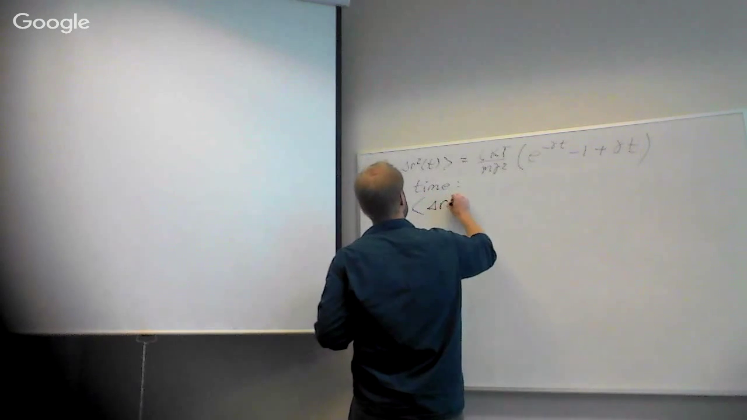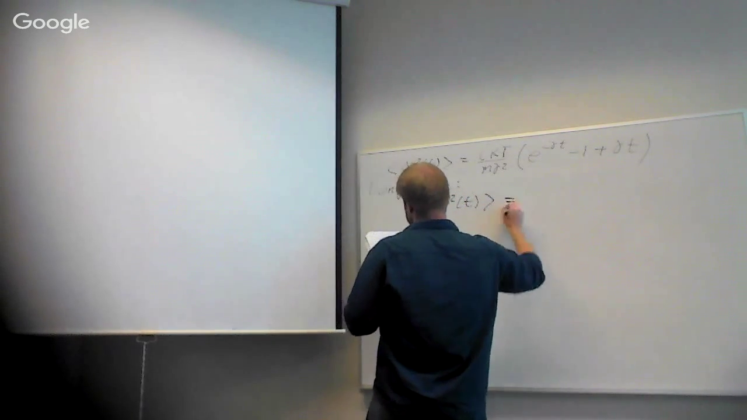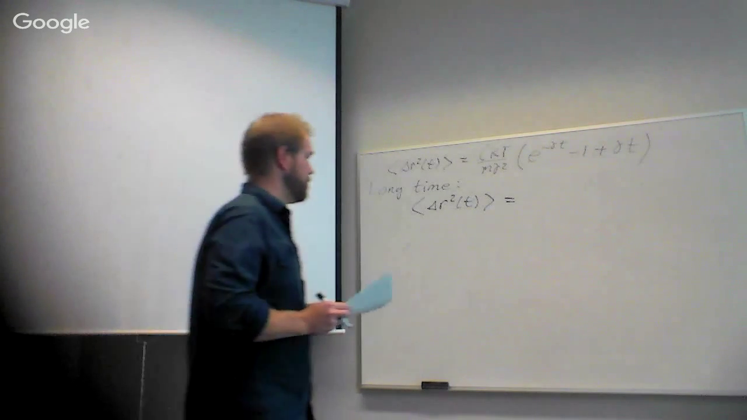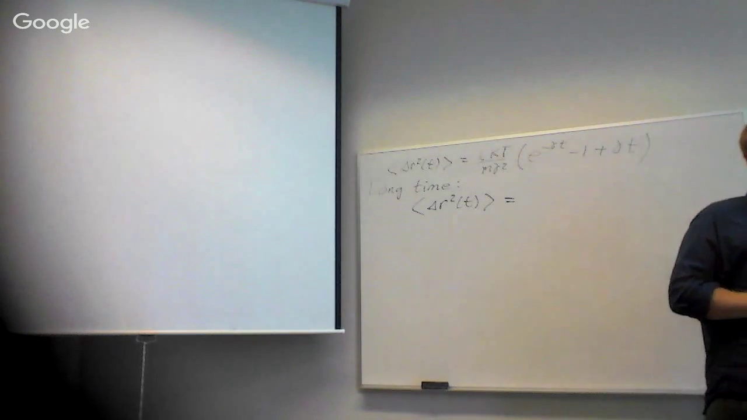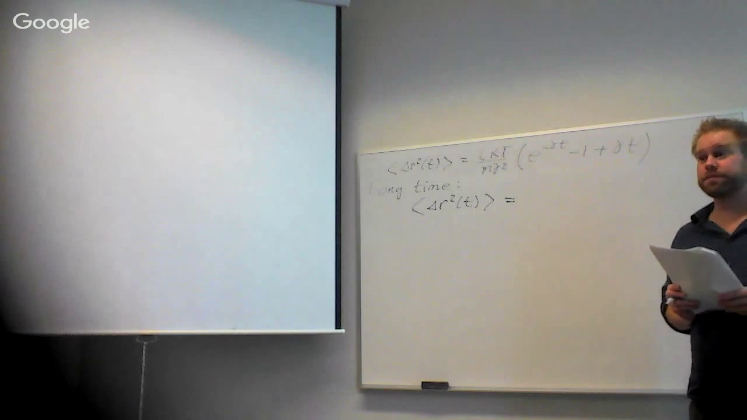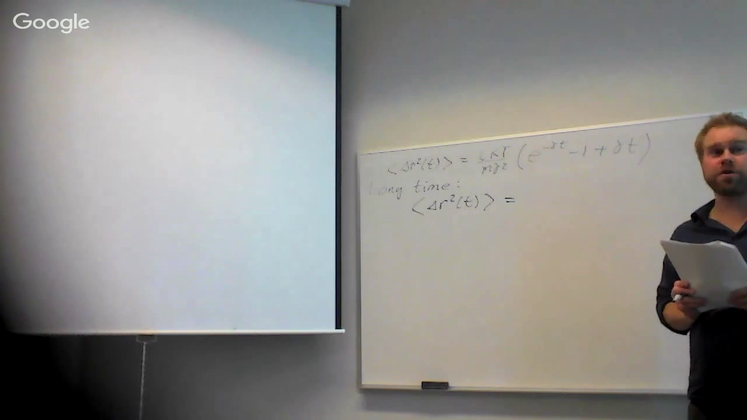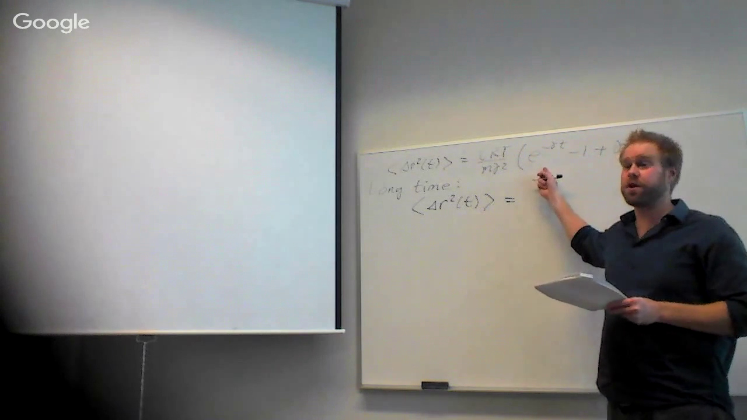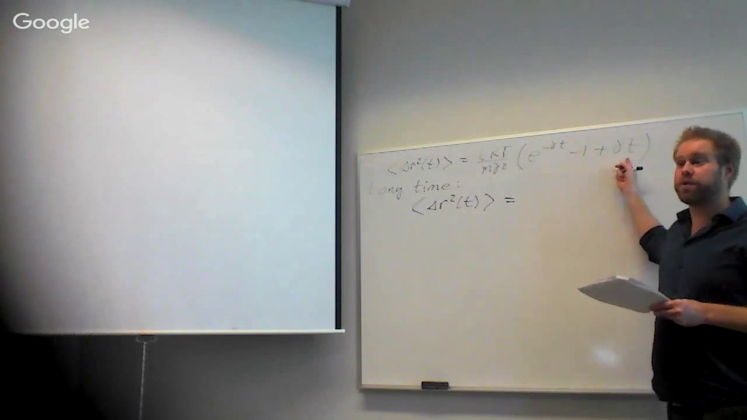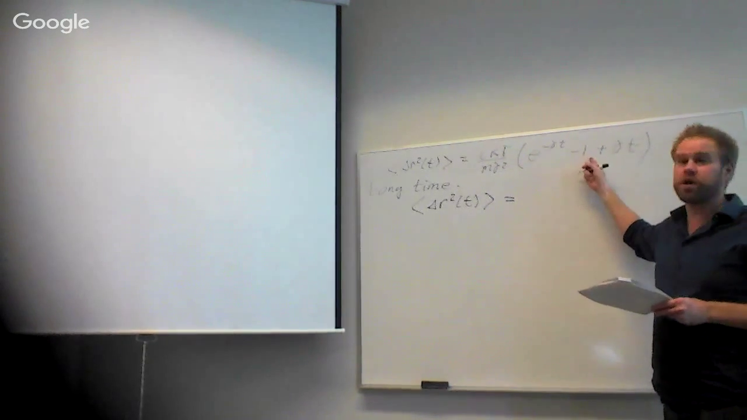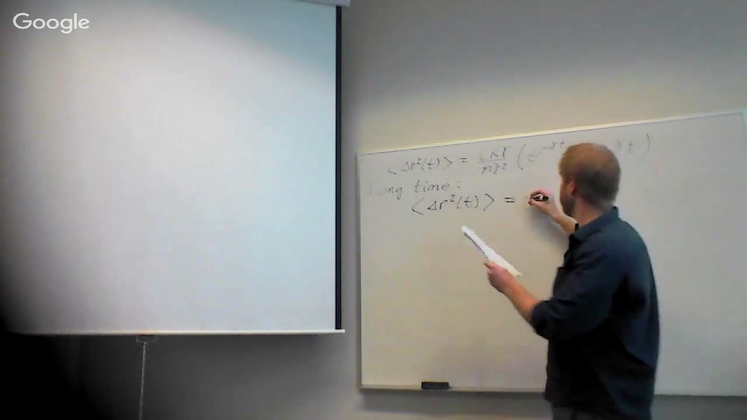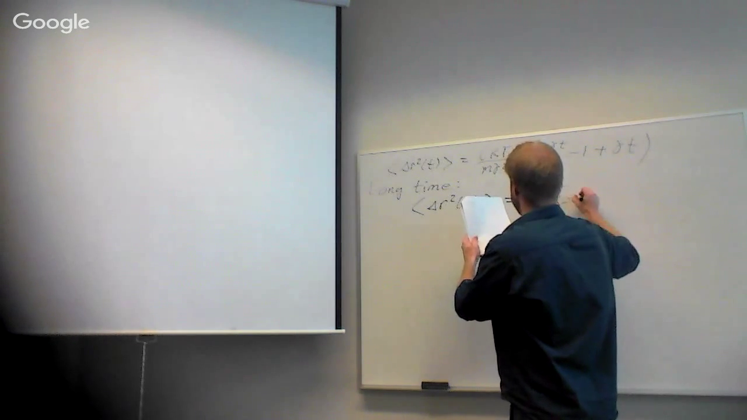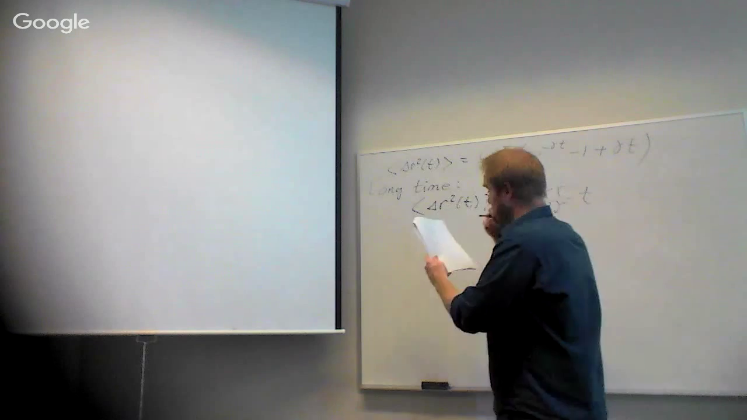Long time. What does this look like? Mean square displacement at long time. How does it blow up? What happens to this term? It goes to 0, right? This term increases linearly with t, right? Which means this term we can also increase, right? And so what we end up with is 6kT over m gamma t.